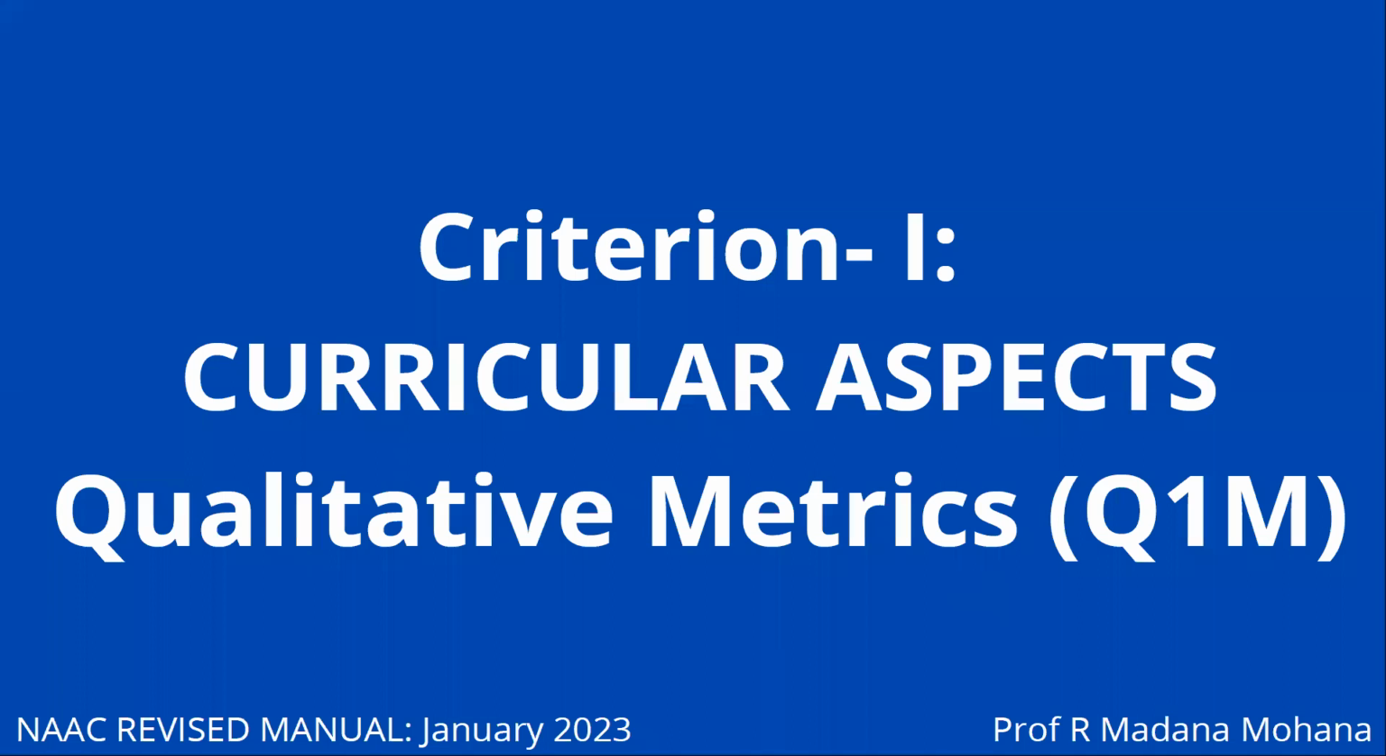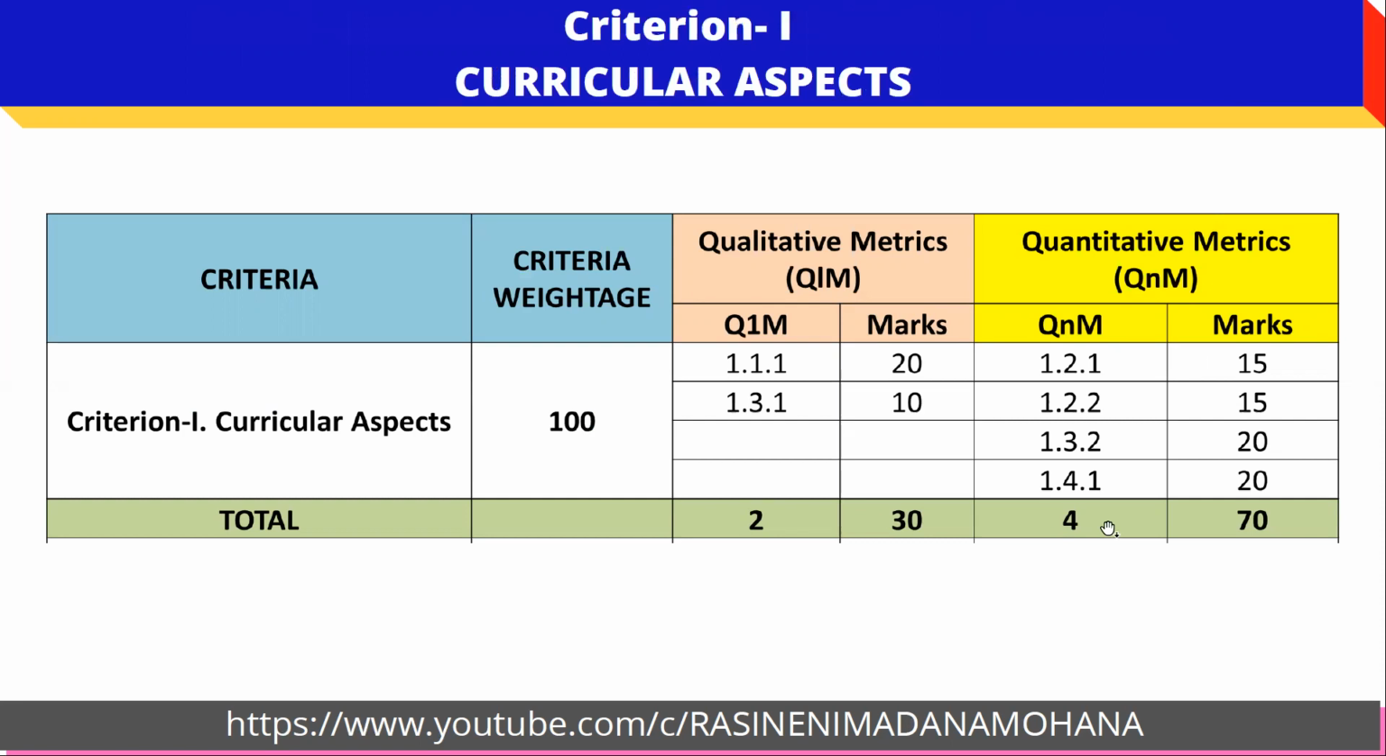First, let us describe qualitative metrics. Qualitative metrics are denoted with QlM, whereas quantitative metrics are denoted with QnM. Quantity, quantitative, qualitative: the difference you can remember. Okay, again the same distribution is shown here.